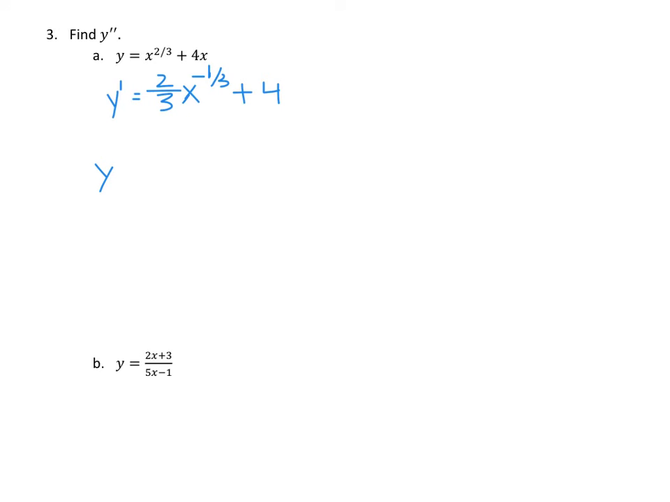So now we're going to find the second derivative, also using the power rule. Bring the negative 1/3 out front, so we have a negative 2/9x to the subtract 1 from the exponent. We have a negative 4/3. And then, of course, the derivative of 4 is just 0.